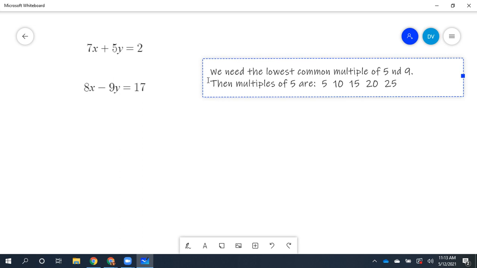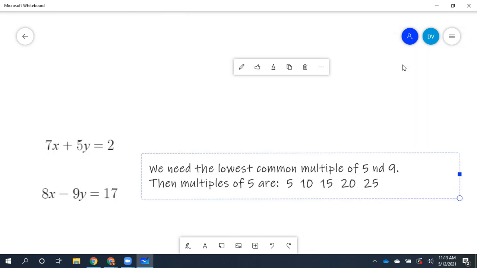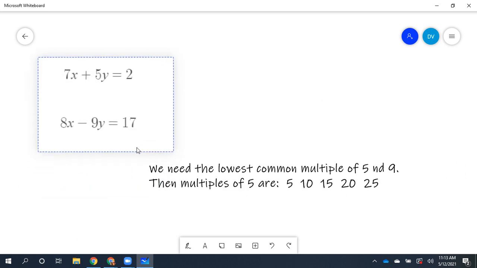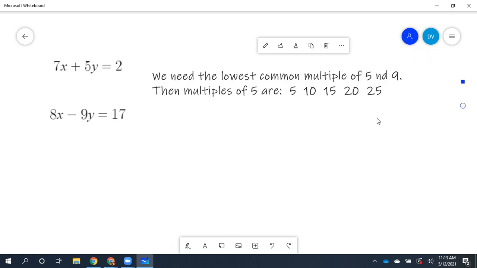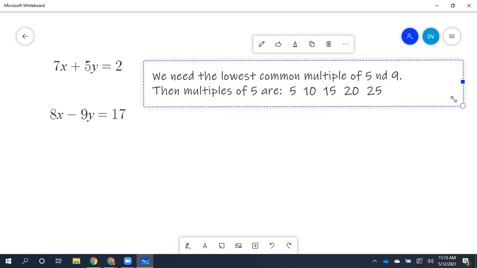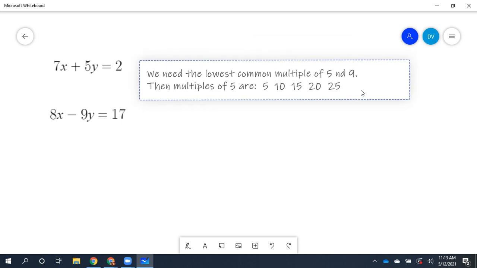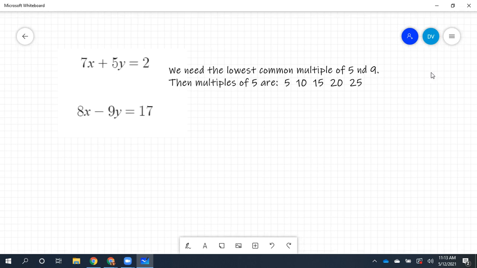Let me just move this over a bit here. And I need to make it bigger. Now, whoa, what happened there? And maybe a little bit smaller. I'm just trying to make sure I have enough room. There we go. All right.